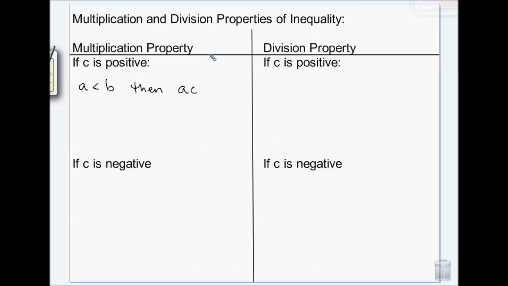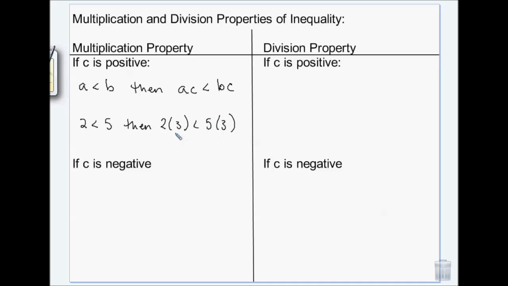If A is less than B, then AC is less than BC. And this is true for all, again, less than, greater than, etc. And this is like if 2 is less than 5, then 2 times 3 is less than 5 times 3. This is true, right? 6 is less than 15.